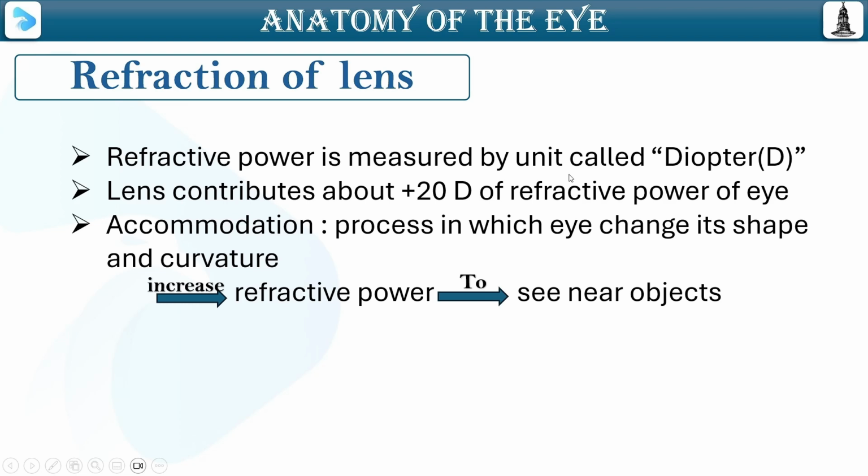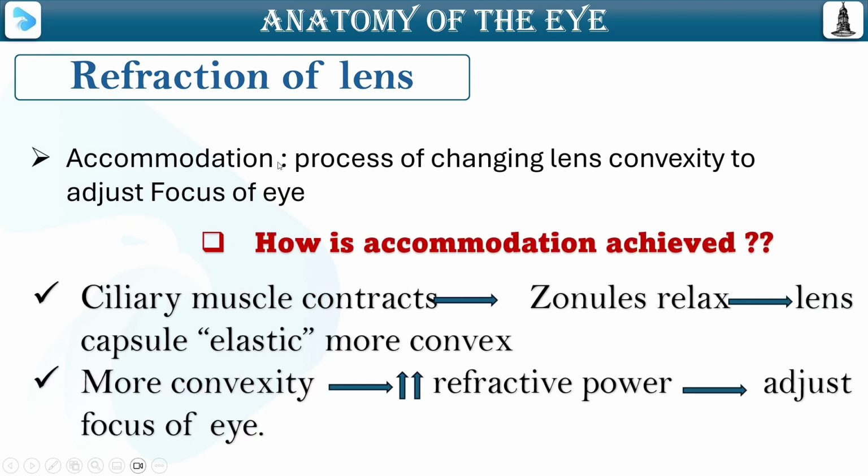Refractive power is measured by a unit called diopter. The lens contributes about positive 20 diopters of the refractive power of the eye. Accommodation is a process in which the eye changes its shape and curvature to increase the refractive power to see near objects. Another definition for accommodation: it's a process of changing the lens convexity to adjust the focus of the eye. How is accommodation achieved?